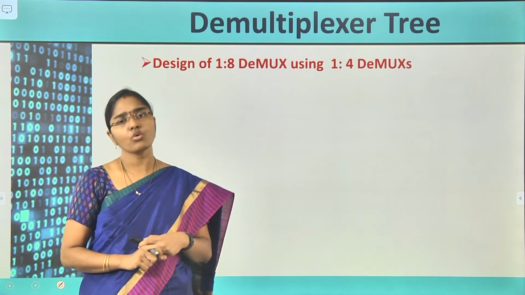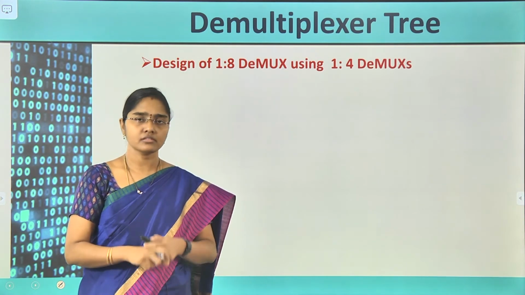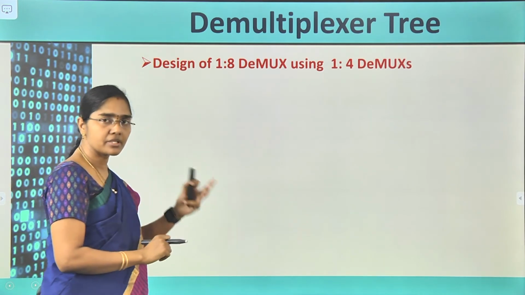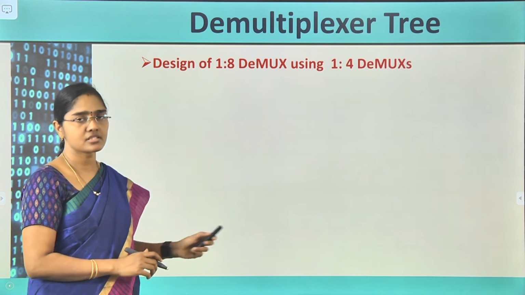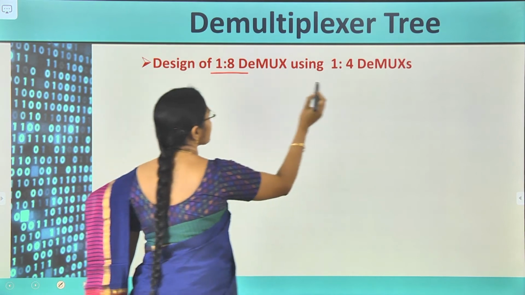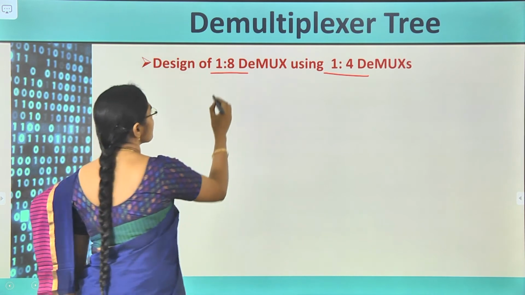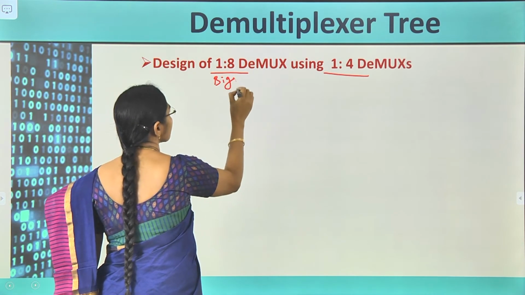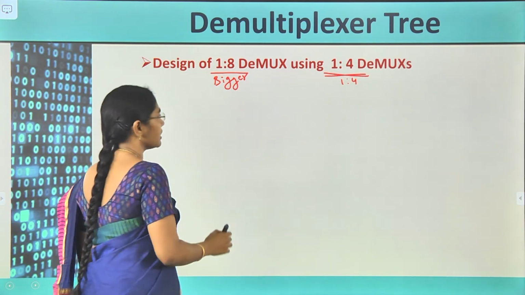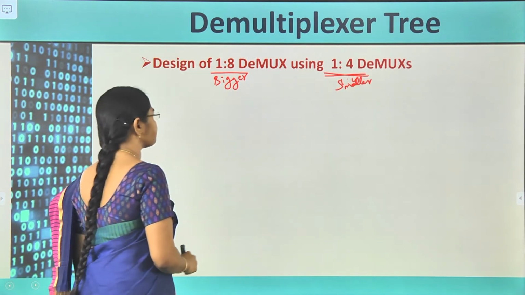So, instead of taking the more fan-in gates, if demultiplexers are directly taken, it is a better solution. So, implementation of bigger demultiplexers with smaller demultiplexers is our topic. For example, a 1:8 demultiplexer using 1:4 demultiplexers. The bigger one is the 1:8 and the smaller one is the 1:4 demultiplexer.